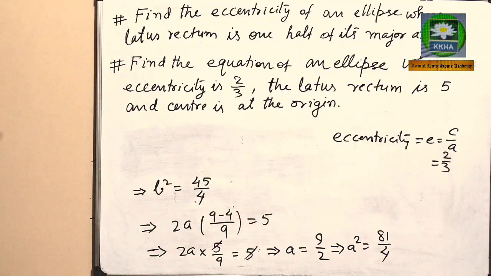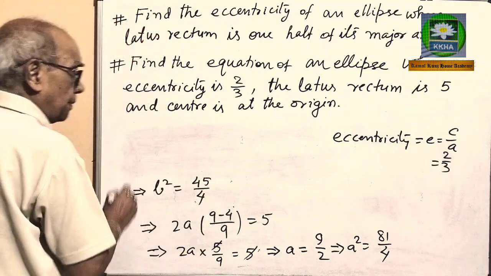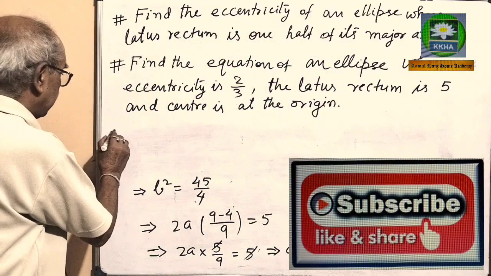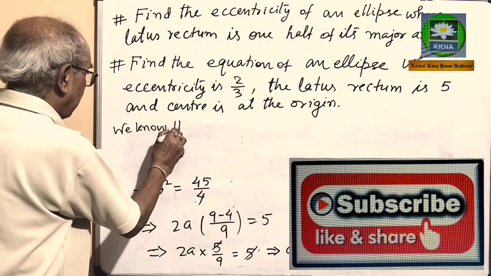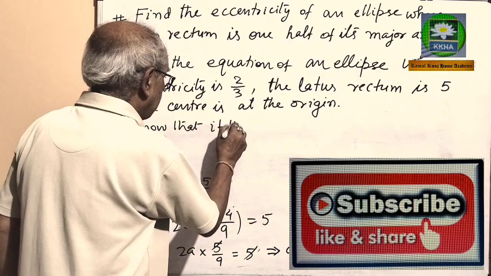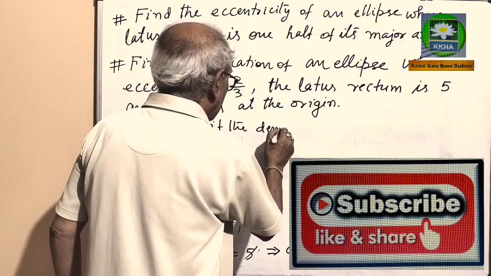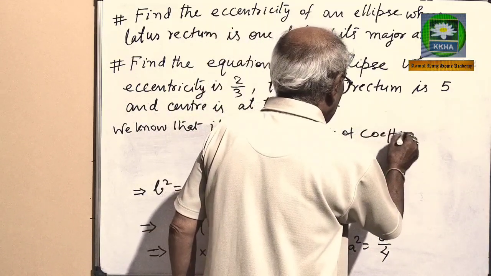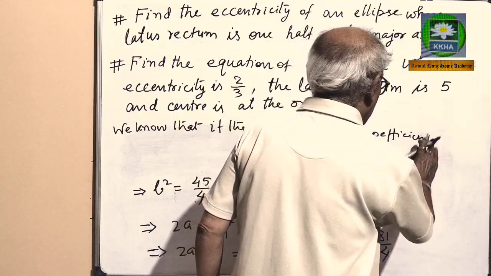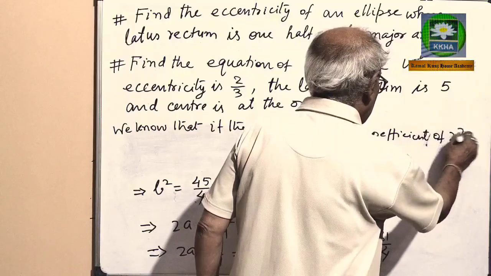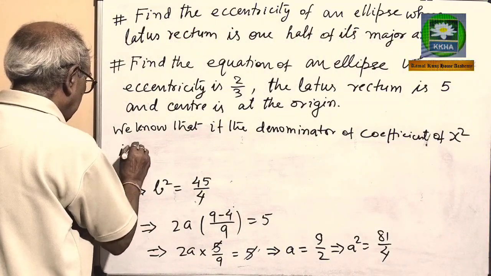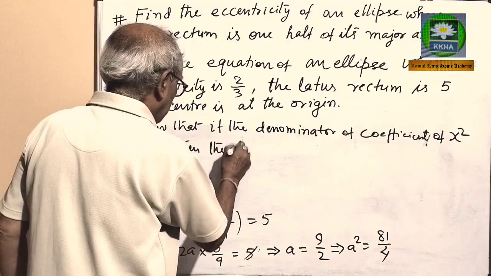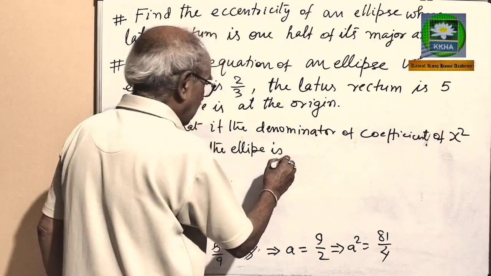Now we know that if the denominator of the coefficient of x square is larger, then the ellipse is horizontal type.